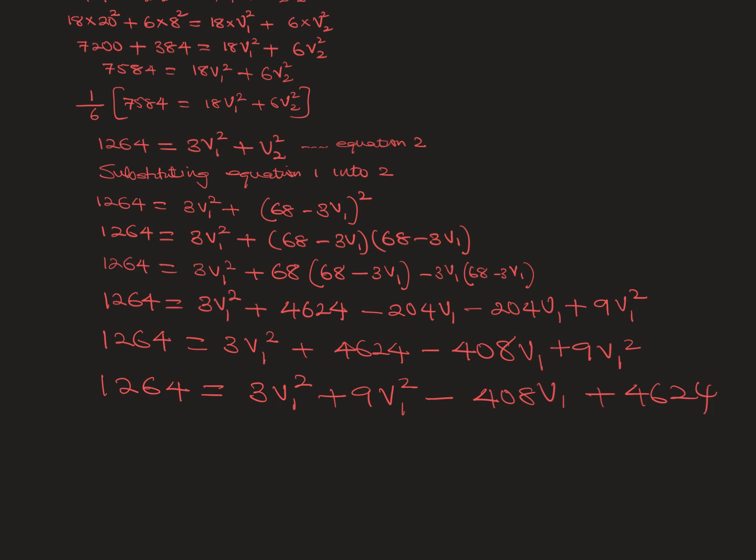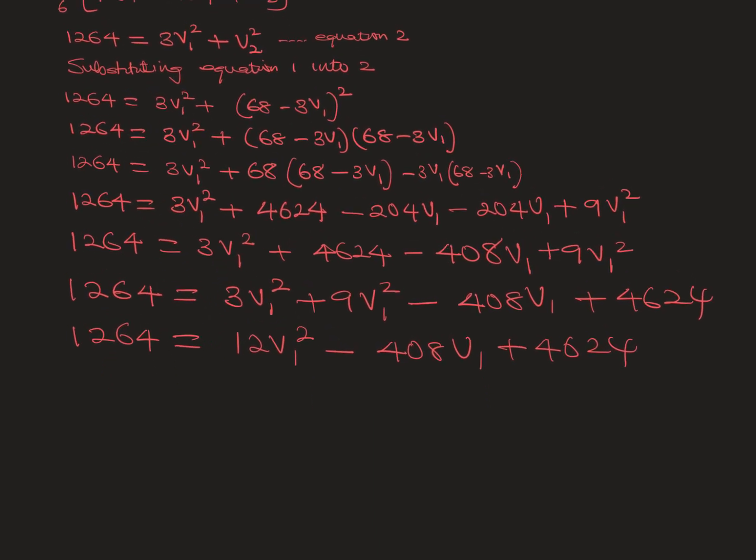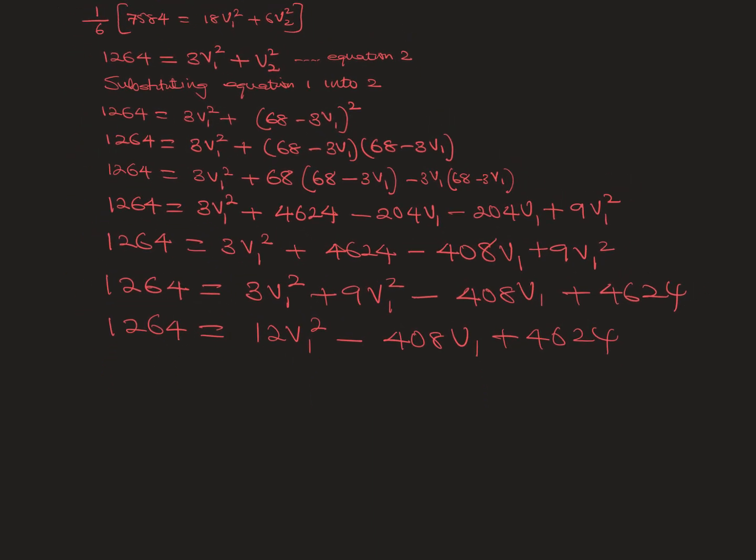So that will be 1264 is equal to 12 V1 squared minus 408 V1 plus 4624. This is going to look like a quadratic equation, but a quadratic equation is equal to 0. So I can make this 0 by bringing 1264 to the other side of the equation.